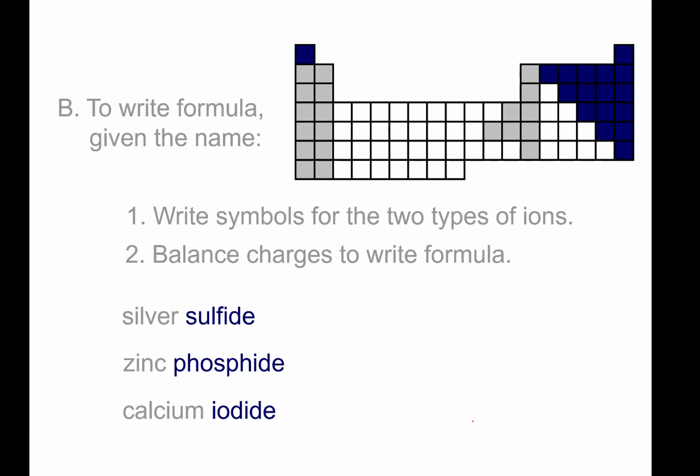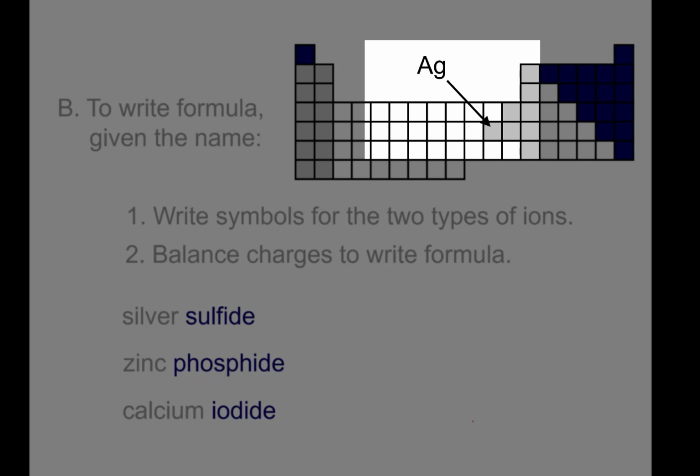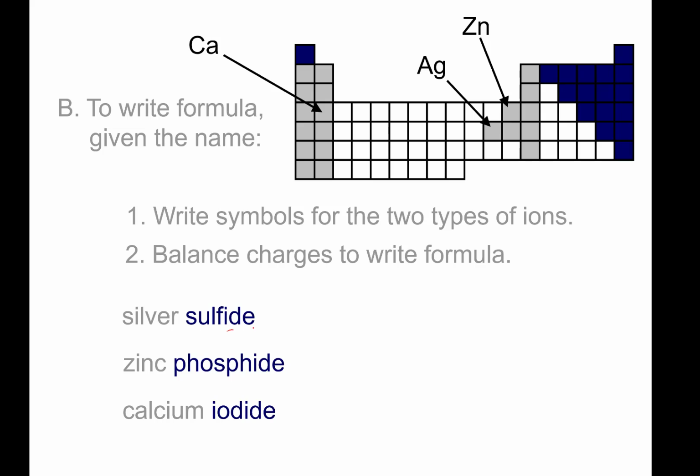Silver is +1, right? We said that you have to memorize that one. Sulfide just means it was sulfur from the periodic table. So silver is +1. Sulfur is in group 16, so the charge is 2- when it forms an ion. So for every one sulfide, we need 2 silver ions to balance the charges. So it becomes Ag2S.